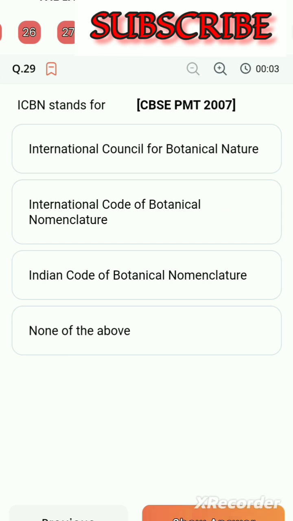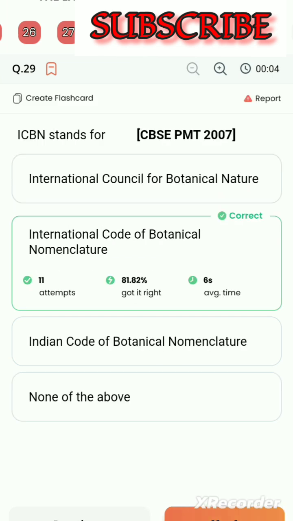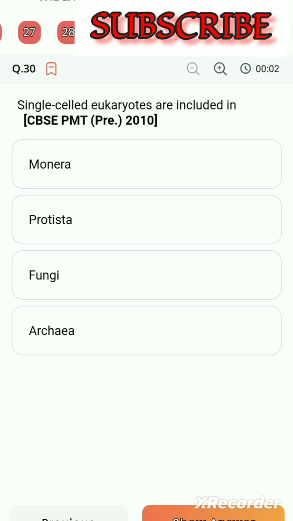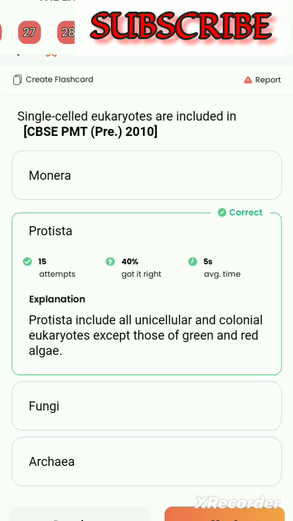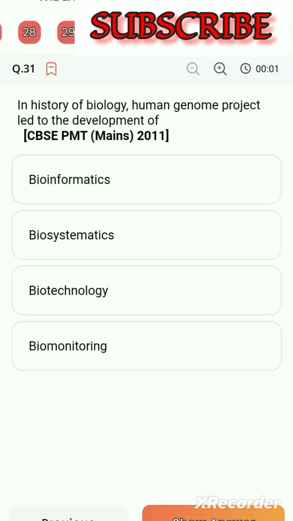Question number 30, single cell eukaryotes. You should always see whether it is a prokaryote or eukaryote when it comes to single cell. Single celled prokaryotes come under Monera. If it is a eukaryote, it comes under Protista, which includes all the unicellular and colonial eukaryotes except green and red algae. 31, in the history of biology, the Human Genome Project led to the development of bioinformatics.